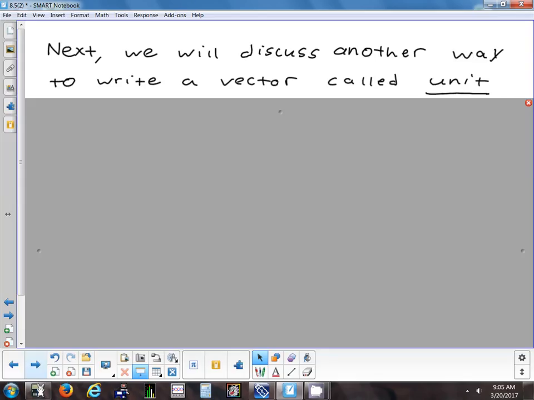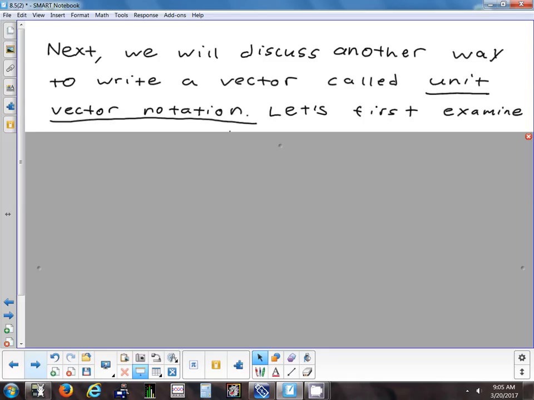So the final way that we're going to look at writing a vector is in what's called unit vector notation. The first way we did it was visually, we drew it. The second way was with the angle brackets, and this is going to be the third way. Somebody remind me again from last time, what is a unit vector? What does it mean if a vector is a unit vector? Yeah? One unit long. It's 1 unit long, yeah. So this notation is going to have something to do with vectors that are 1 unit long.